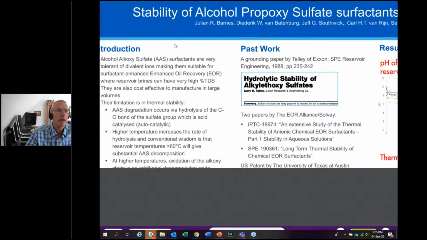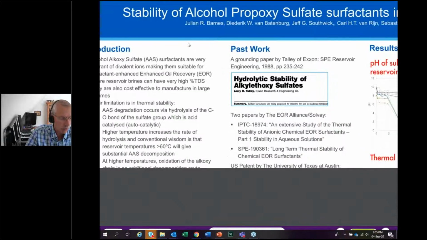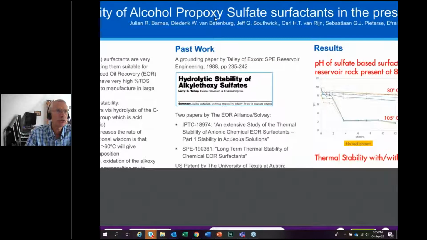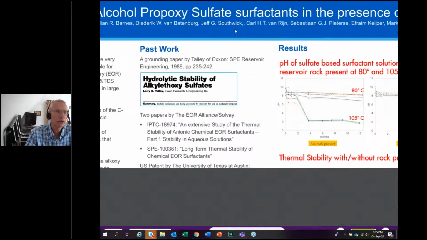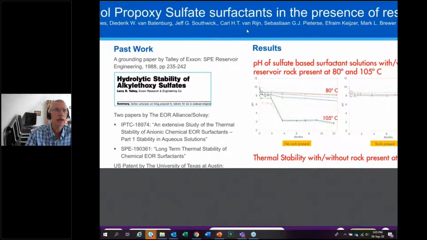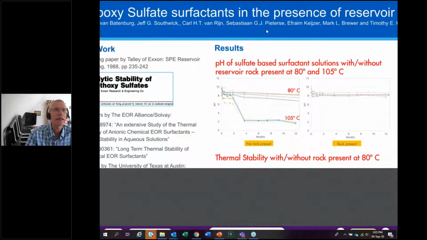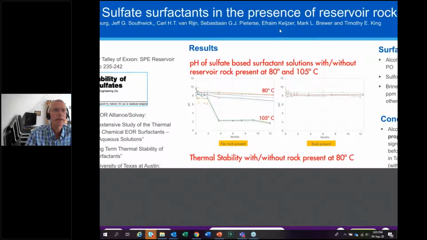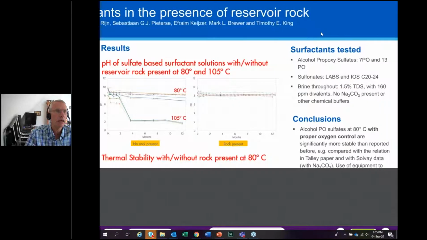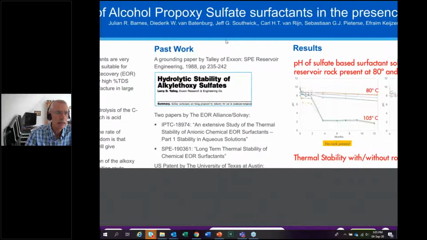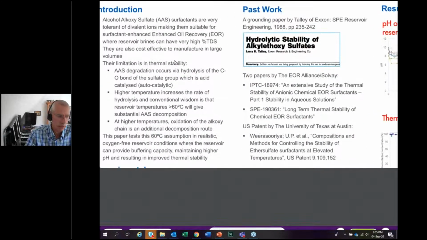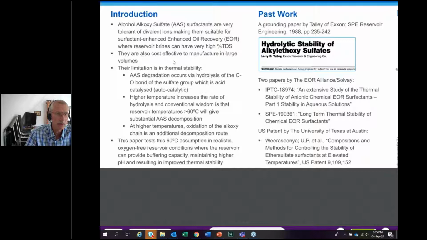Right, we're all set. I first of all want to acknowledge my co-authors of this paper. This is a Shell paper, both Chemicals and Shell Upstream. The co-authors are myself, Diederik van Bassenberg, Jeff Southwick, Carl van Rijn, Sebastian Pertiz, F. Kaiser, Mark Brewer, and Tim King. It's based on work we've been carrying out over several years, and this is the more recent phase of that work.